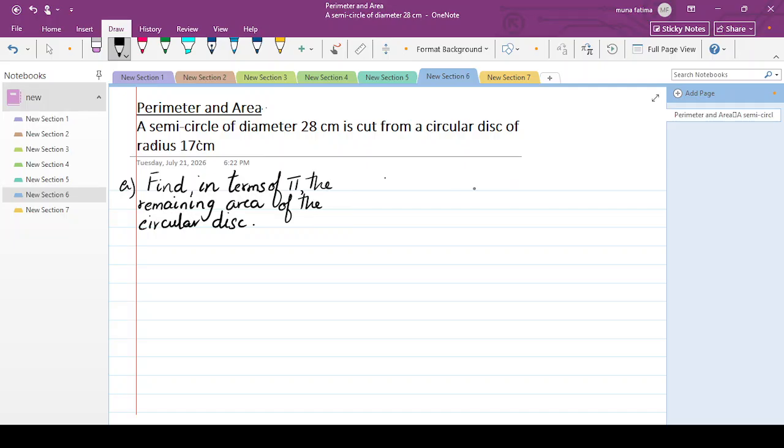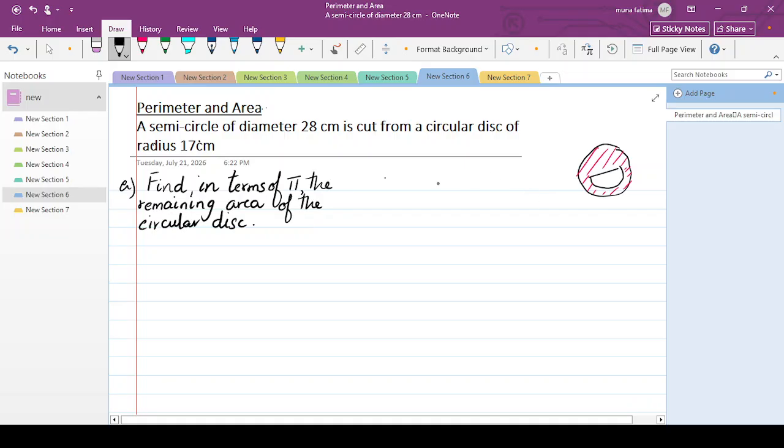This is basically what the question does. We have a circular disk and we're supposed to cut out this piece from here, and we need the remaining area. That means we have to find both the areas and simply find the difference. This tells us what we're supposed to be doing. Next, let's draw the actual diagrams.